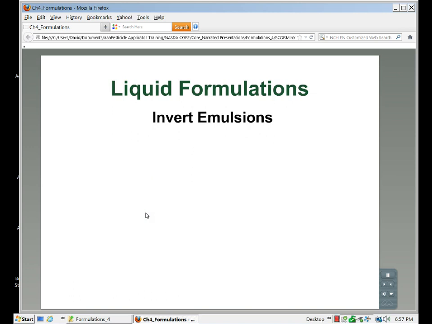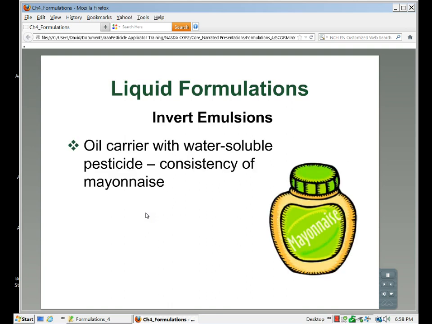Invert emulsion formulations are similar to ECs in that they utilize a petroleum solvent and water, but they're mostly oil-based. The carrier for the tank mix is oil, not water. So you have a heavy oil-based mixture with very little water. Again, can you name an invert emulsion in your refrigerator?